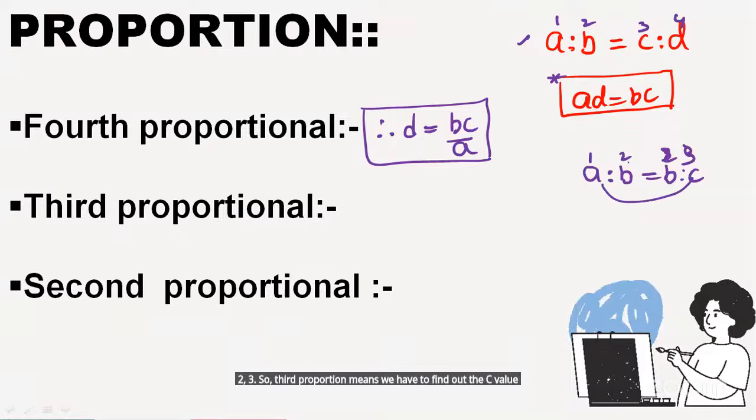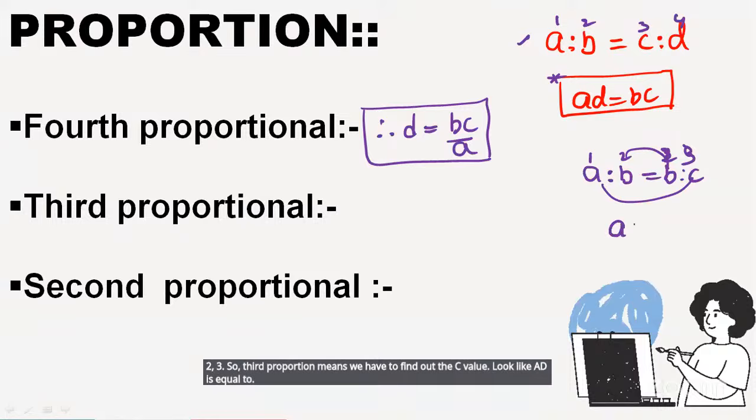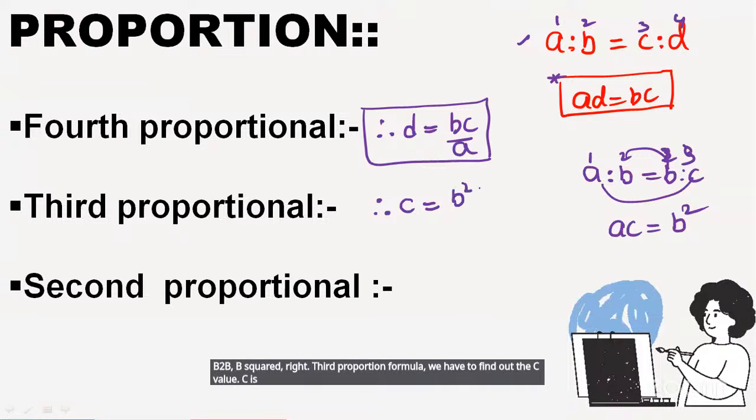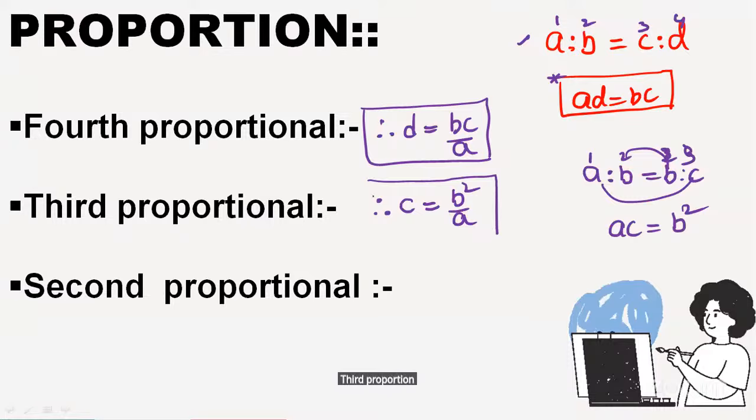Look like AD is equal to BC, then AC is equal to B into B, B square. Third proportion formula: we have to find out the C value. C is equal to B square by A. Third proportion formula: C is equal to B square by A.